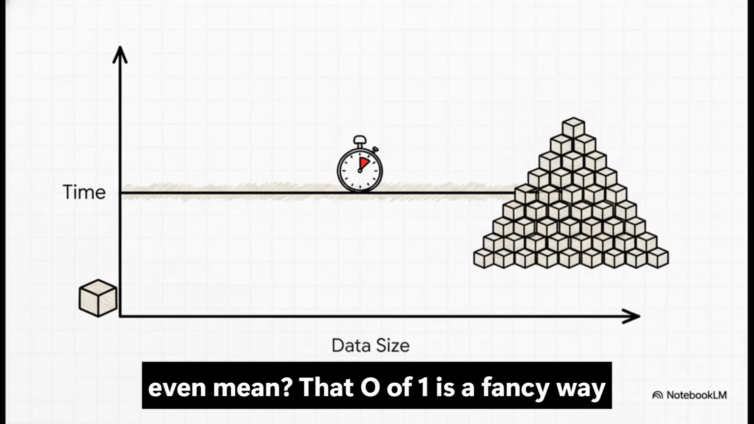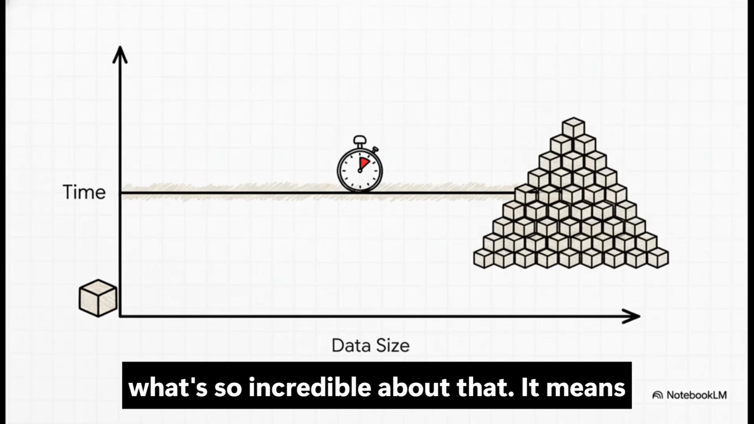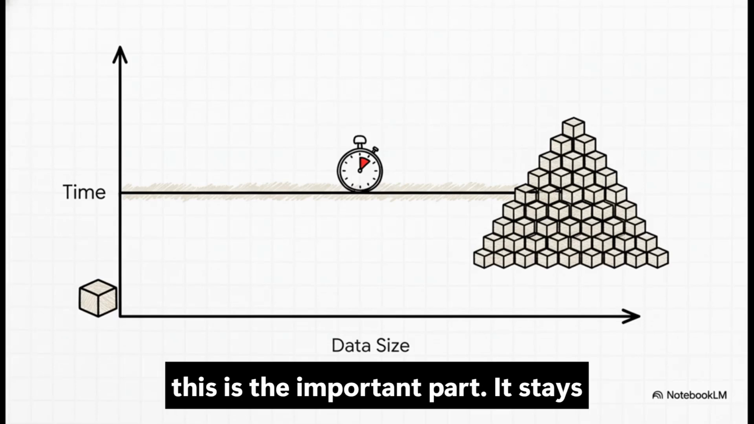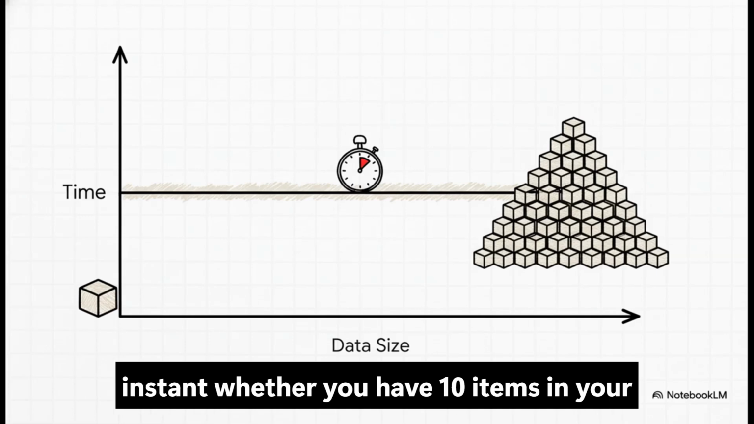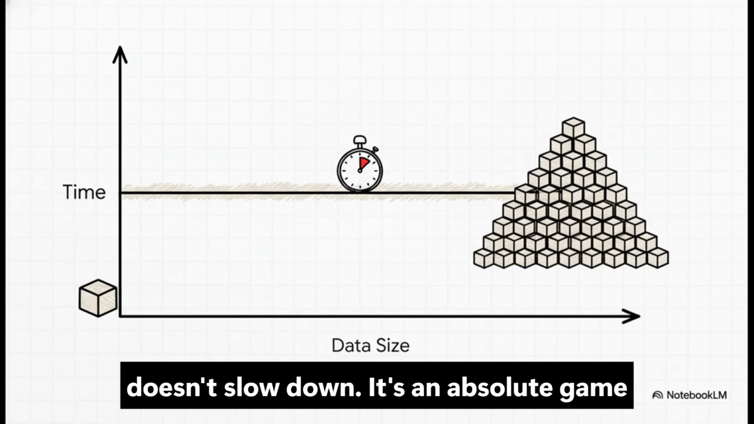That O of 1 is a fancy way of saying constant time. And here's what's so incredible about that. It means the operation is pretty much instant. And, this is the important part, it stays instant whether you have 10 items in your table or 10 million items. It just doesn't slow down. It's an absolute game changer.